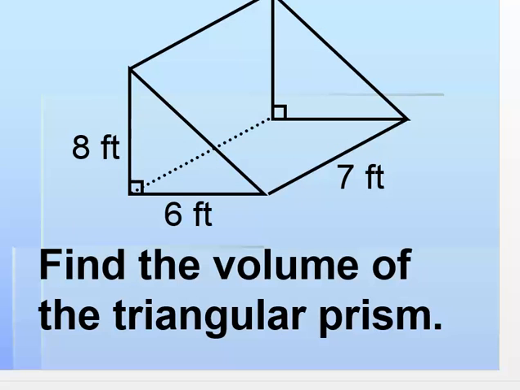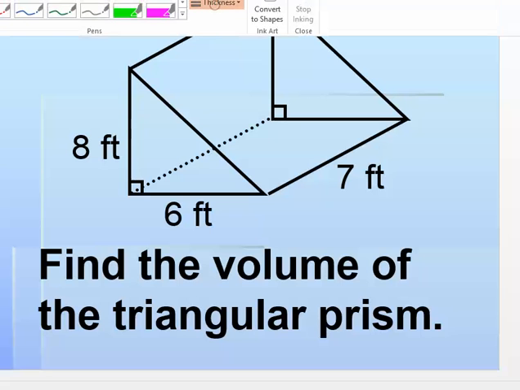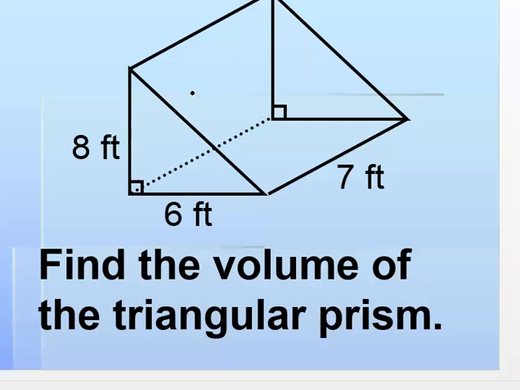Find the volume of this triangular prism. Now, when we normally think of the base as what it's sitting on, but in this case it's the two opposite ends, top and bottom. So it's a triangular prism, so area is equal to 1/2 times base times height.